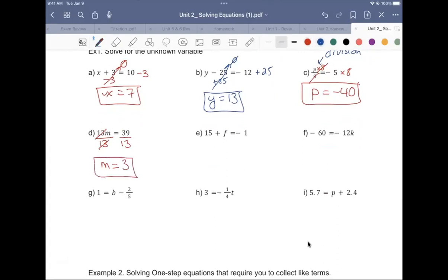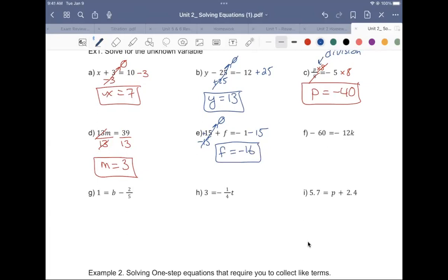On this side, I have 15 plus f equals negative 1. Remember, this is a plus here, so I'm going to subtract 15, so those go to 0. Whatever I do to one side, I must do to the other. Oops, that's supposed to be subtract 15 here. The reason why what we do to one side we must do to the other is because of this equal sign. We still want both sides to be equal. But I will get f is equal to negative 16.